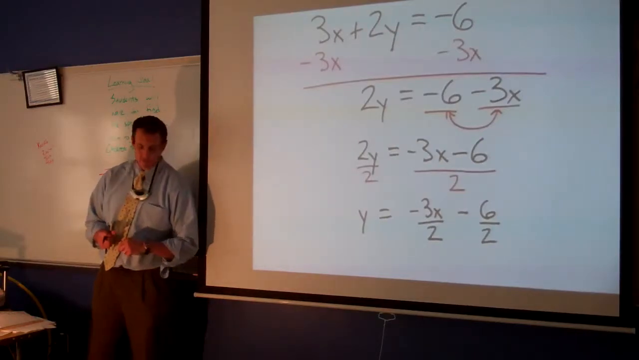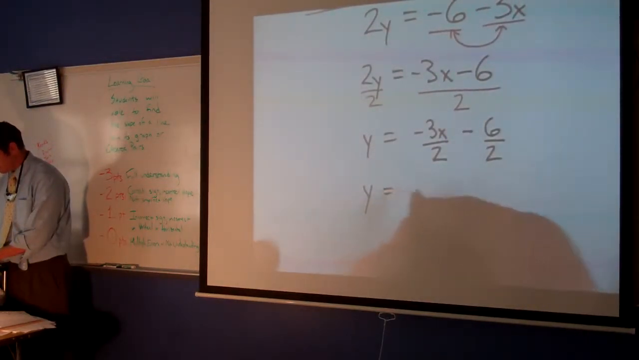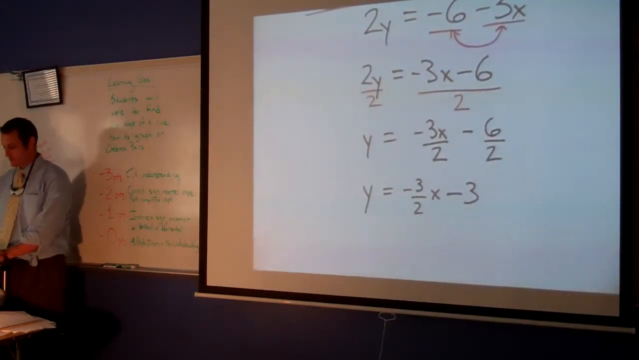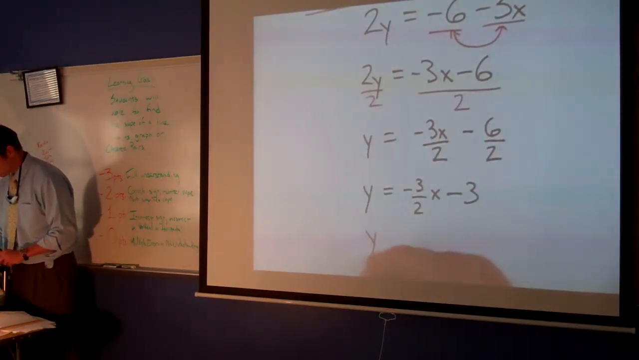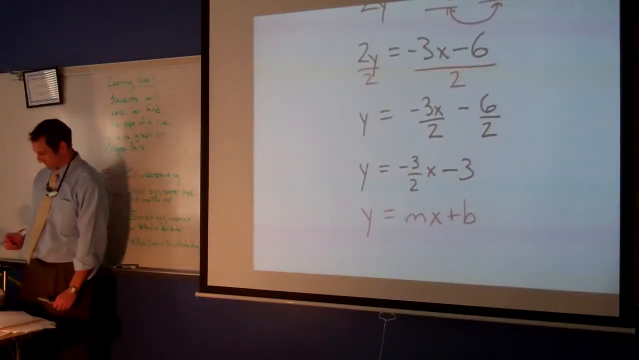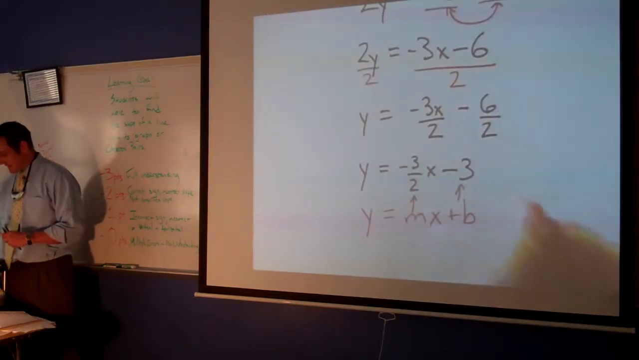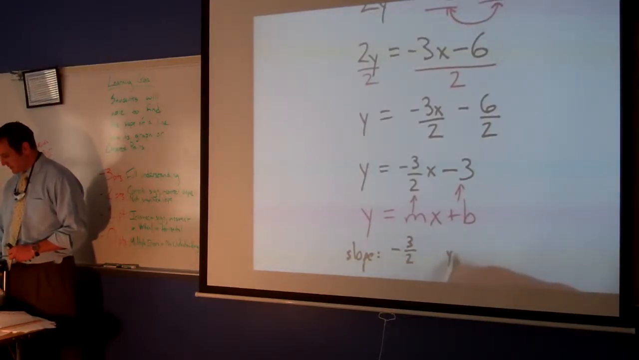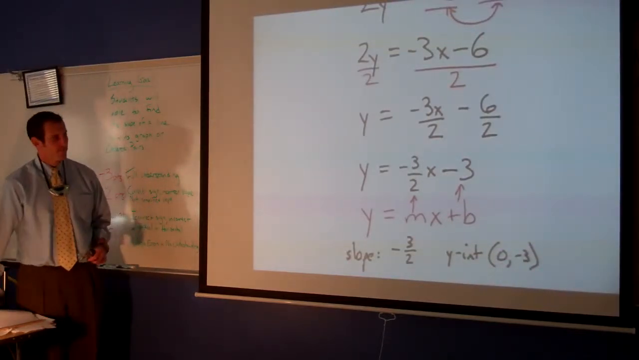Finally, we can use the other properties of fractions to simplify our fractions. We would end up with y equals negative 3 over 2 x. 6 divided by 2 is 3. So we have negative 3 over 2 x minus 3. And what does this look like? This looks like slope-intercept form. Y equals mx plus b. So the slope is negative 3 over 2. The y-intercept is at negative 3. And we can analyze the equation in that way.